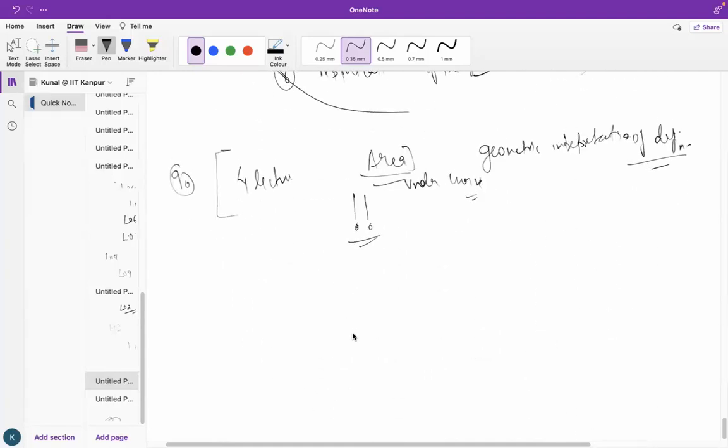So by tomorrow we are going to learn area under curve. So this is the thing that is left in application of integral. Okay, so thank you guys.